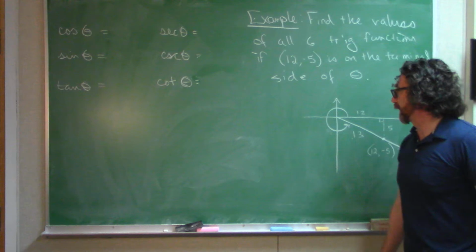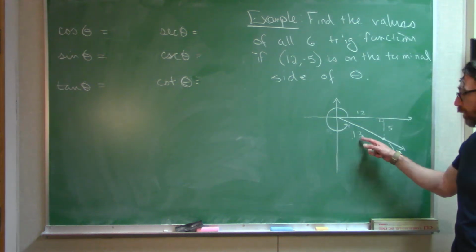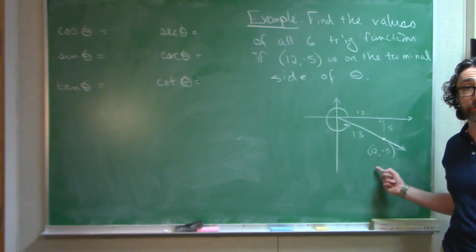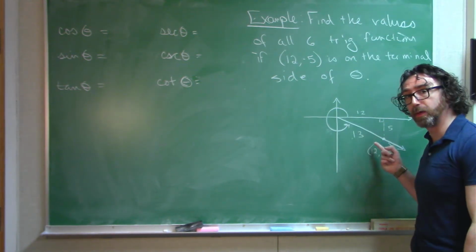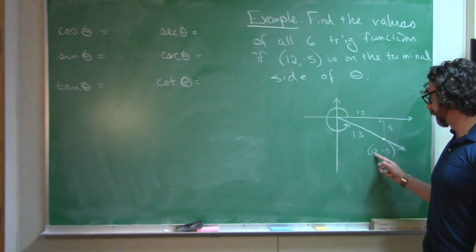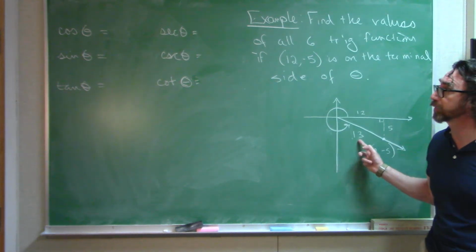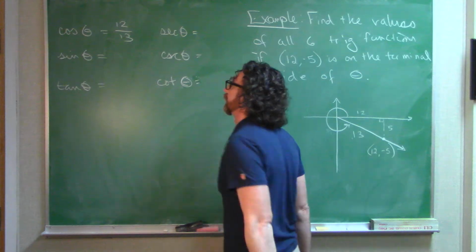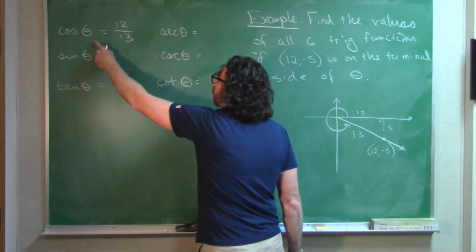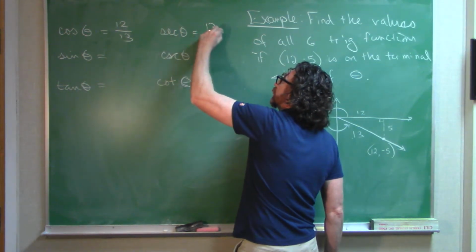Okay, cosine theta, x over r. We were given x and y in the description of the problem. We had to compute r ourselves. X is 12, r is 13. So 12 over 13. If we know cosine, we automatically know secant: 13 over 12.